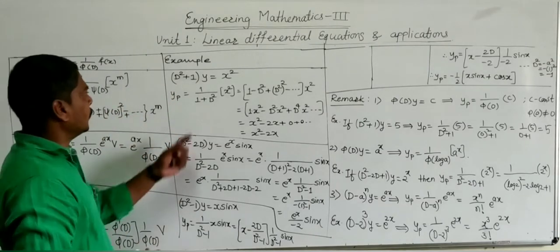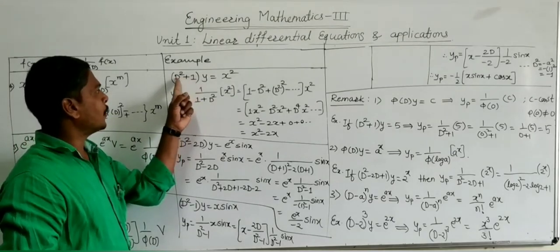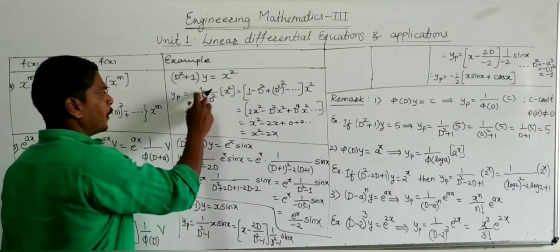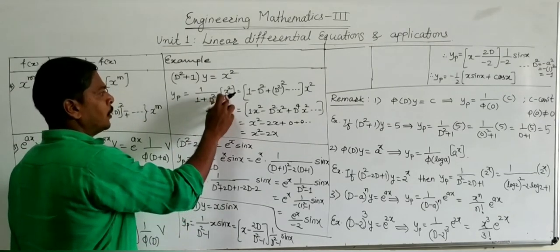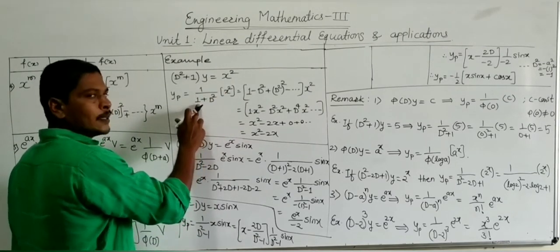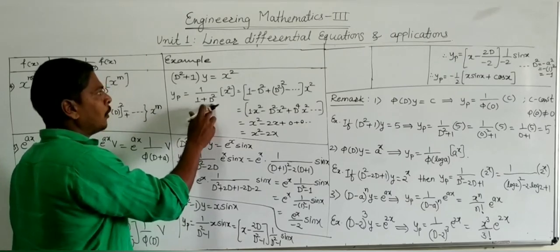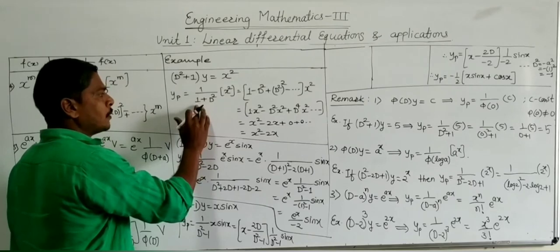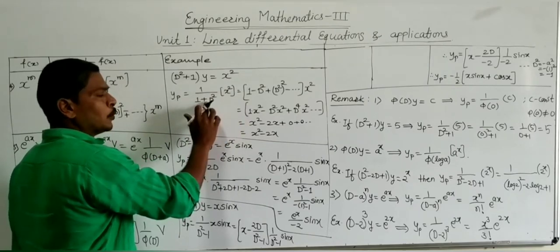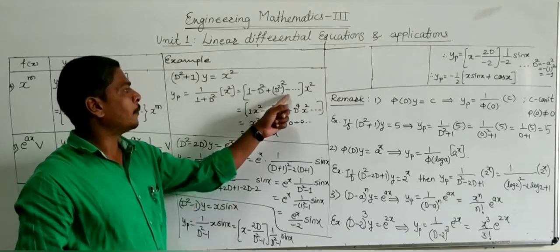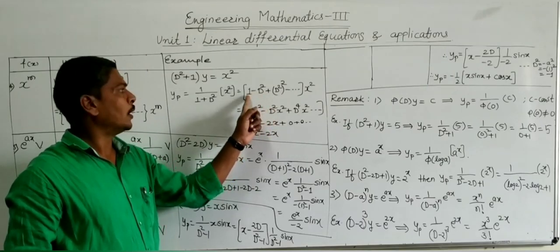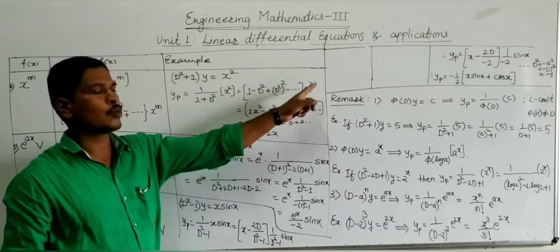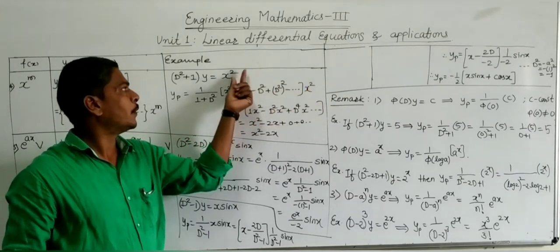For example, if our differential equation is (D square plus 1) y equal to x square, then yp becomes 1 upon (1 plus D square) into x square. 1 is present in this polynomial of phi of D, so we can directly expand this. We get 1, and due to the plus sign, an alternating plus-minus sign appears: 1 minus D square plus D square bracket square minus and so on, into this function x square as it is.